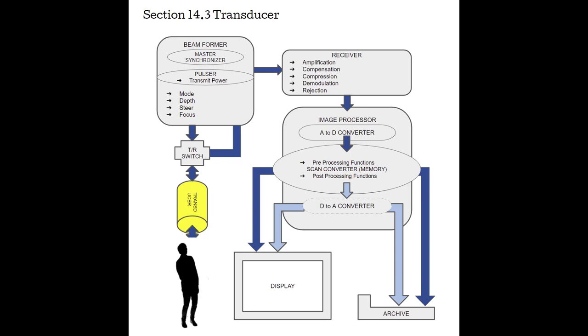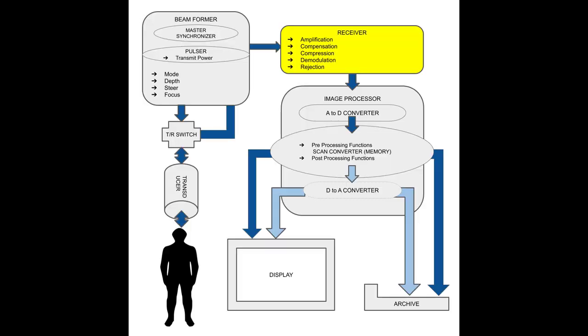And the voltages are proportional to the amplitude of the echo waves. So the echoes that are returning are very weak, and so are the voltages that are going to head back into the machine. Those voltages then go by the TR switch, because now it's in receive mode. It's going to go into the beamformer briefly and then head to the receiver. So now we're at section 14.4, receiver. The receiver, as the name does suggest, is going to get all of those echo voltages.